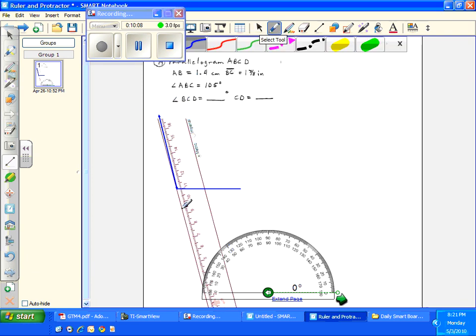We want 1.4 centimeters. Now these big guys are centi, and the little bitty guys are milli, and it takes 10 milli to make a centi. So we would go 1.1, 2, 3, 4, and make a little mark. 1.4 centi.